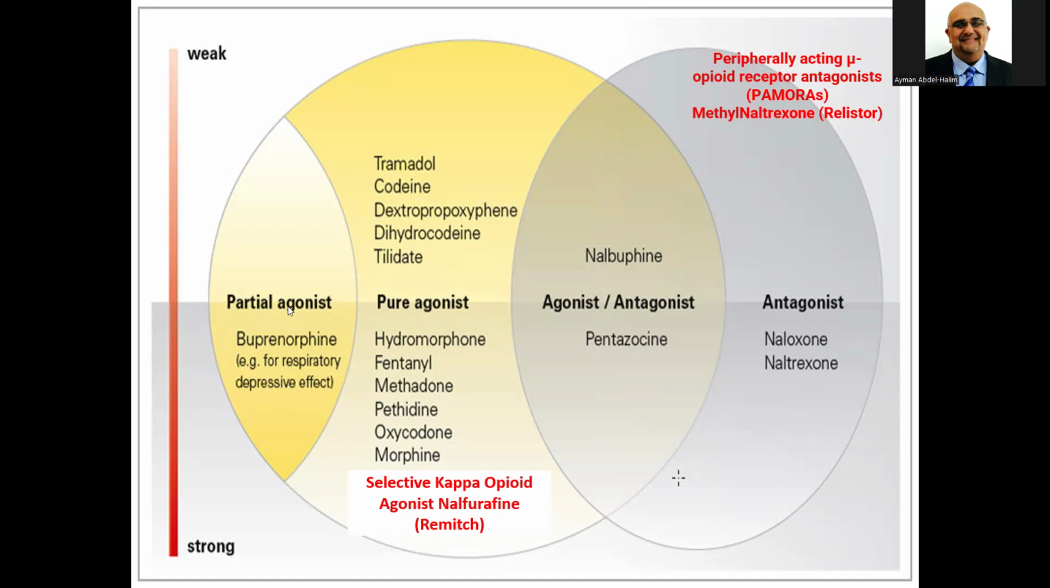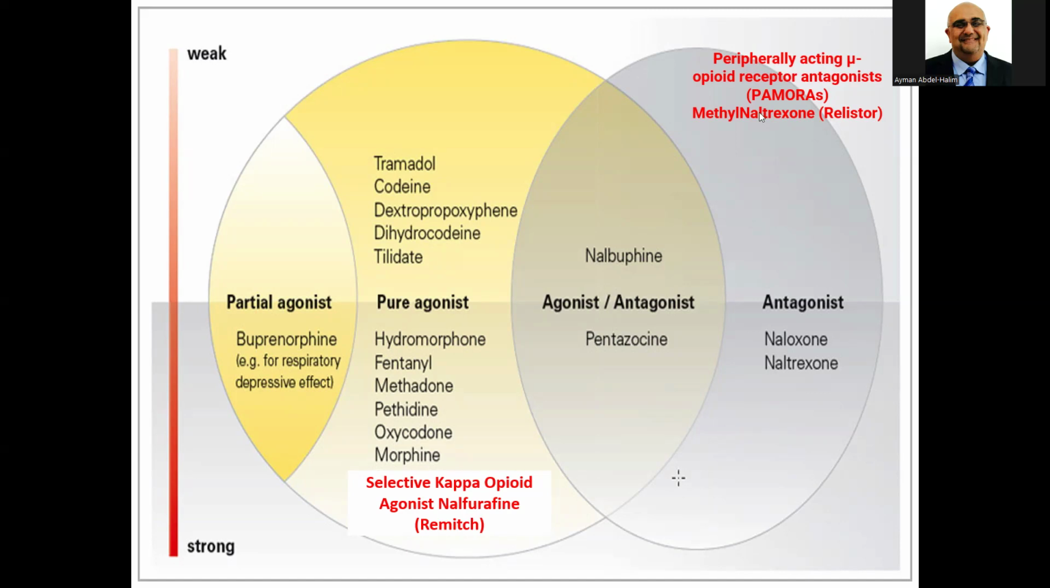We have different groups of drugs. We have pure agonists, partial agonists like buprenorphine. We have pure agonists, which include most of the opioids. We have a new drug called Remitch or nalfurafine. It's a kappa agonist, pure kappa agonist. Then we have the nalbuphine, which is an agonist-antagonist, and pentazocine. And then we have the antagonists like naloxone, naltrexone.